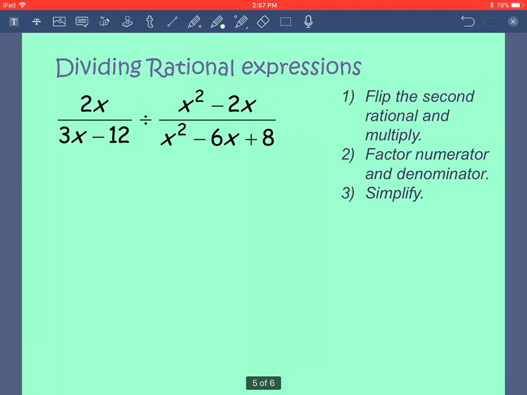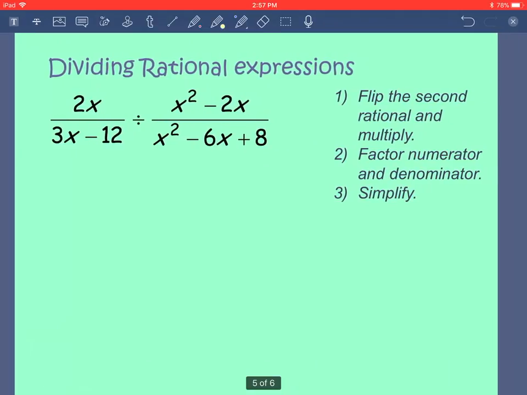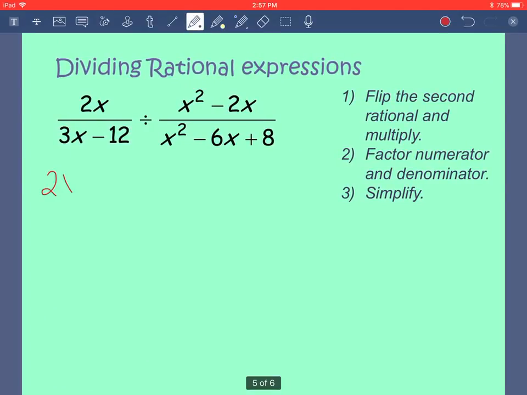So I'm going to factor as I go. So 2x, I can't do anything else to. Over 3x minus 12, I can factor out a 3. And I'm left with x minus 4. I'm going to multiply it by the second fraction flipped. So I'm going to be dealing with the x squared minus 6x plus 8 first. So I'm going to factor that.